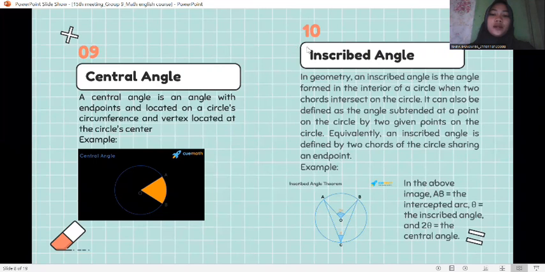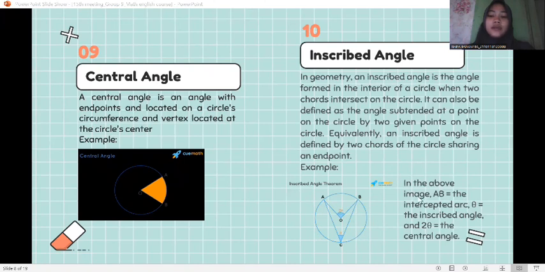Next, the last vocabulary is inscribed angle. In geometry, an inscribed angle is the angle formed in the interior of a circle when two chords intersect on the circle. It can also be defined as the angle subtended at a point on the circle by two given points on the circle. Equivalently, an inscribed angle is defined by two parts of the circle sharing an endpoint. The example for inscribed angle is pictured here.